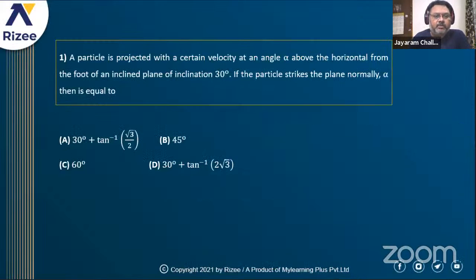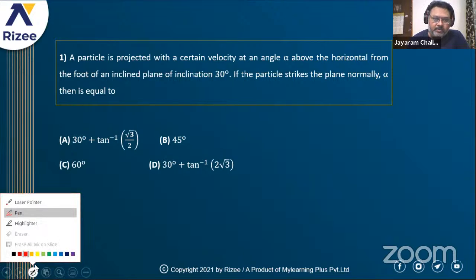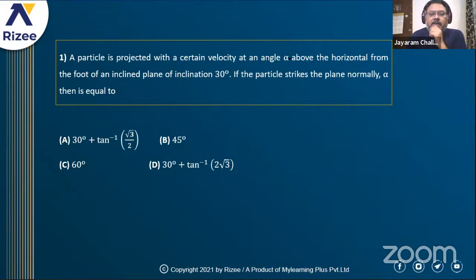So coming to today's first question: a particle is projected with a certain velocity at an angle of alpha above the horizontal from the foot of an inclined plane of inclination 30 degrees. If the particle strikes the plane normally, he is asking what will be the alpha, where alpha is the angle of projection with respect to the horizontal.